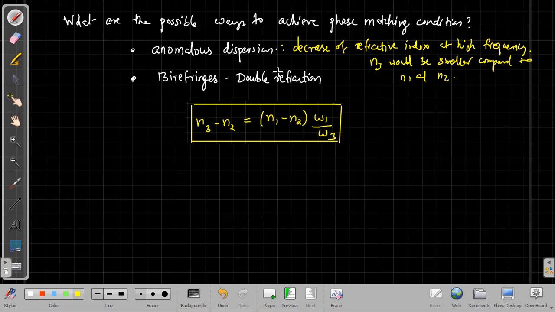Now the other way is birefringence or double refraction. In order to understand how we can achieve the phase matching condition using double refraction, first of all we should revise what is meant by double refraction. Usually, if you incident light on a material, we will get a single refracted ray. But in the case of double refraction, we'll get two refracted rays. So there is a difference.